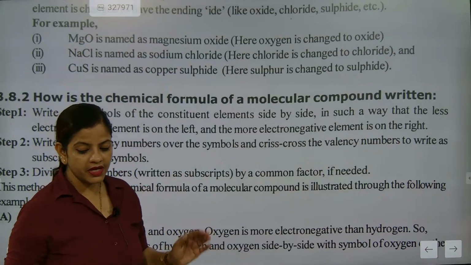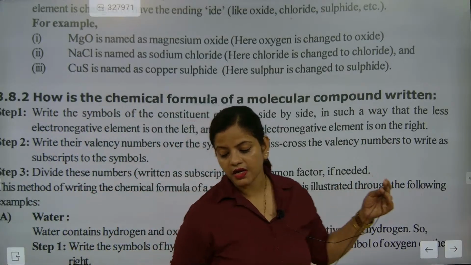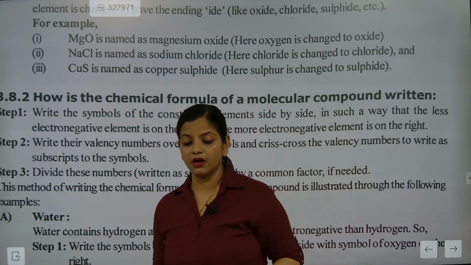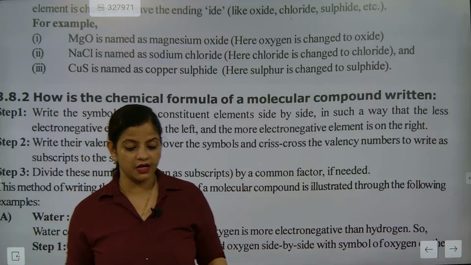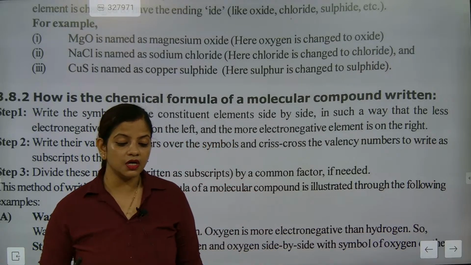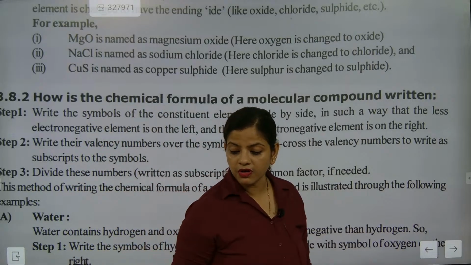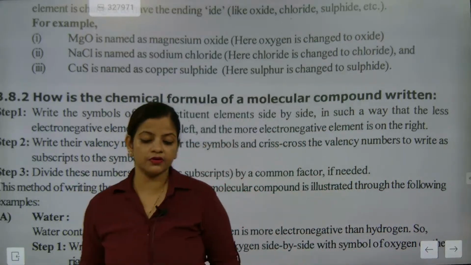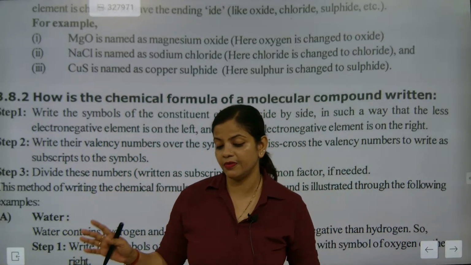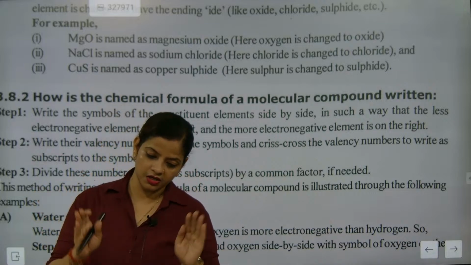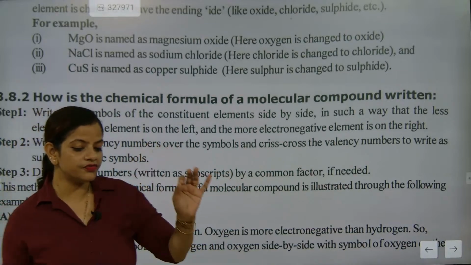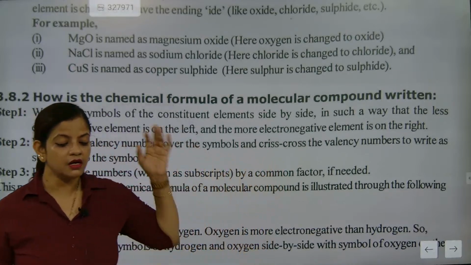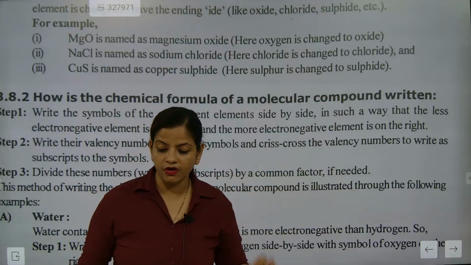Now this is the major section where you need to understand how the chemical formula of a molecular compound is written. For that, we need to know the structure. Write the symbol of the constituent elements. First, we must know the symbols. So how many elements are present in the periodic table? Their symbols must be understandable for you. This is the first mantra of writing the molecular or the empirical formula.